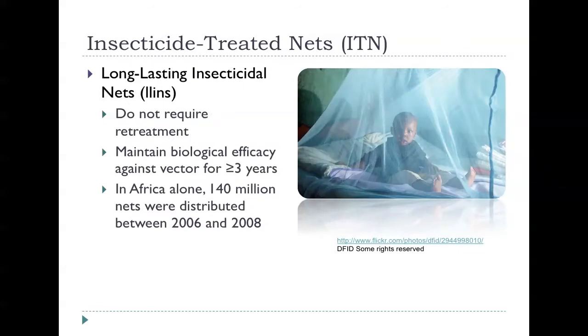So nets, we can use insecticide treated nets, and there is this most recent development of so-called long-lasting insecticidal nets. These do not require retreatment, so you can deploy them, use them, and they will last for at least 3 years. They provide a physical screen against the mosquito, but because they're impregnated with insecticides, they will also kill the mosquitoes if they get too close and try to get in. In Africa alone, 140 million nets were distributed between 2006 and 2008.